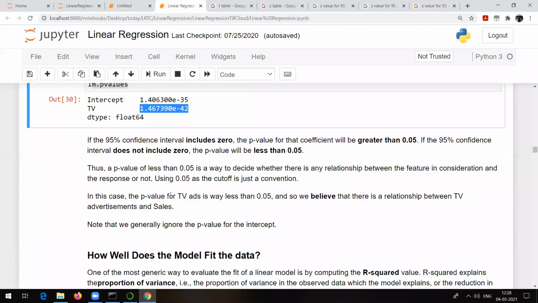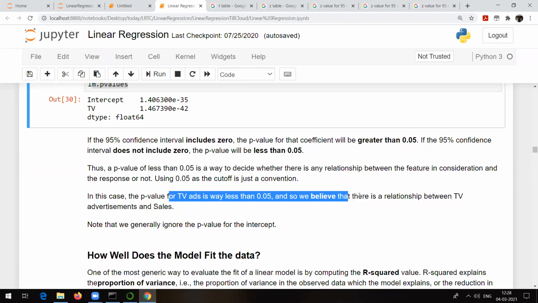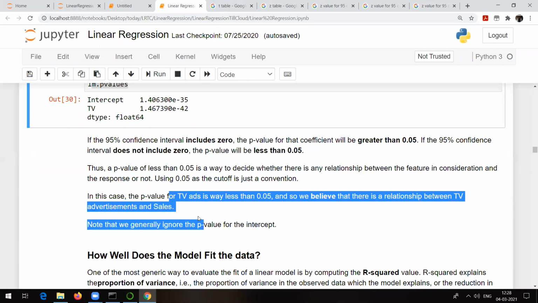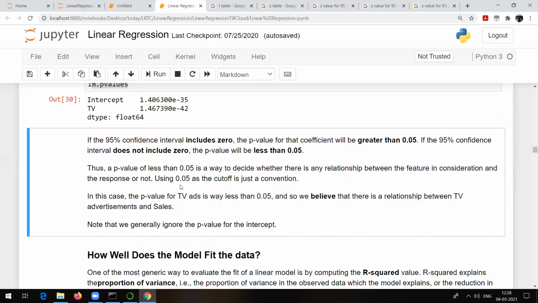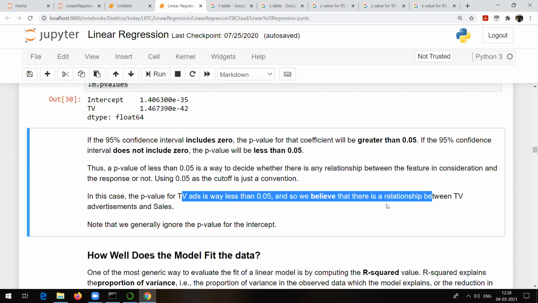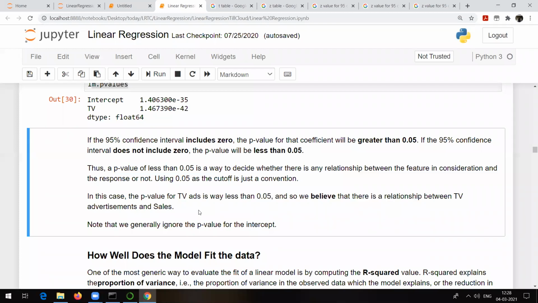So as the P value for TV ad is way less than 0.05, we believe that there is a relationship between TV advertisements and sales. It's exactly the same thing. Either you go with the P value or you go with the hypothesis testing, it is one and the same thing. As P value is very much less than 0.05, we believe that yes, there is a relationship. We already saw with the help of the scatter plot also that there is a relationship between TV and sales, but we have some statistics also to decide about that particular relationship.